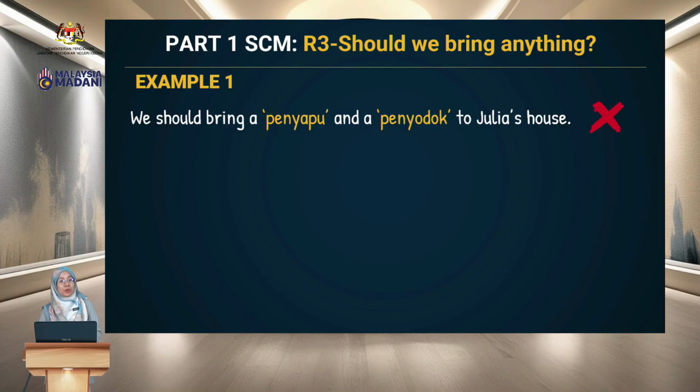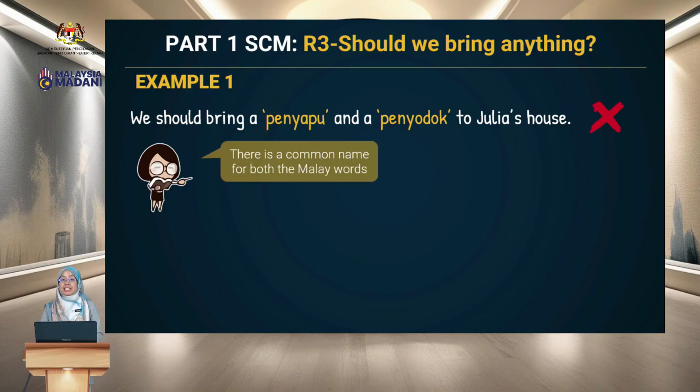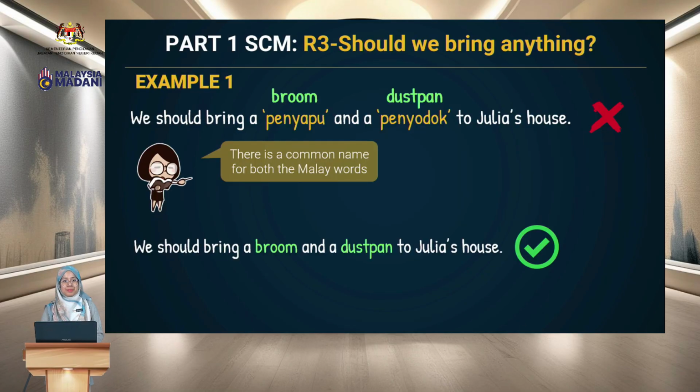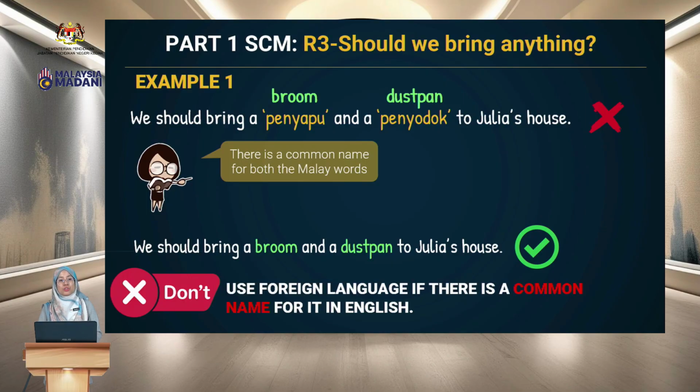Now, this is wrong. Why so? Because there is a common name for both the Malay words. Do you know what the common names in English are? So, penyapu is broom and penyodok is a dustpan. If you know there is a word in English, don't use the foreign language. We should bring a broom and a dustpan to Julia's house. So this is the correct answer. So don't use foreign language if there is a common name for it in English.